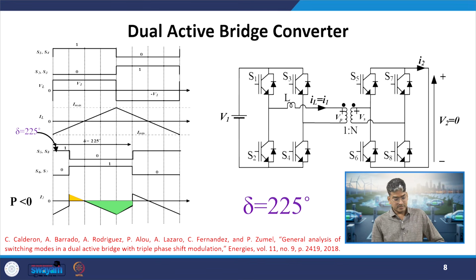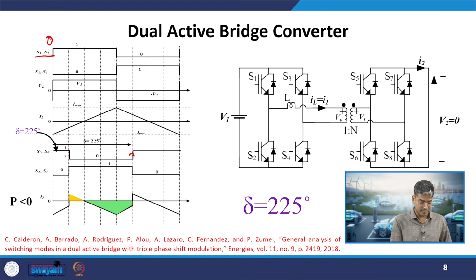Now, let us see when delta is equal to 225. Okay. So, when delta is equal to 225, how is it? If you see over here, this was our negative to positive transition of S1 S4, which we have marked as our 0 axis or the start of the cycle. Okay. So, from this point where my S5 and S8 have the similar transition, if you see we have the similar transition over here.